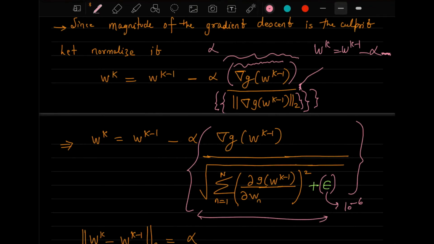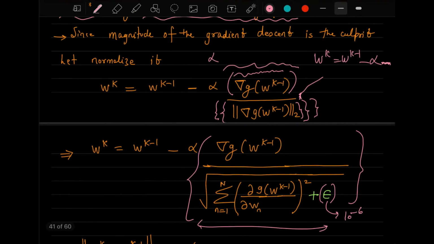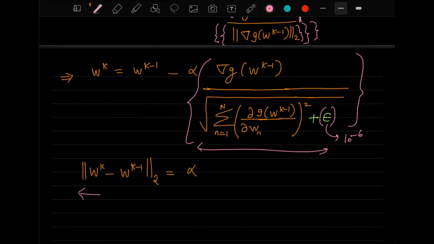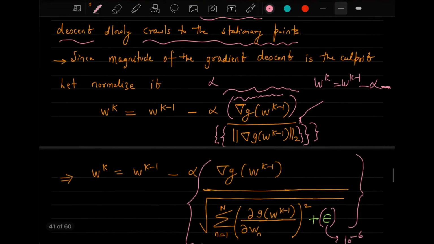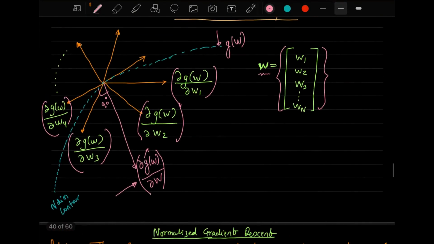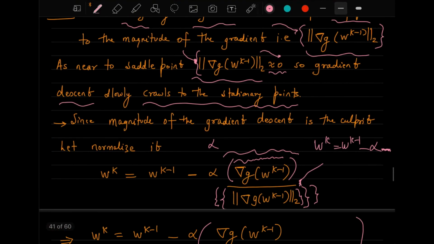Here you can see that if you take the L2 norm of the absolute value of wk minus 1, you will get only alpha. That means you are moving with an equal step length now, because it will always be alpha, and it will not depend upon the magnitude of the gradient. So this actually solves the problem of halting at the flat surface where the gradients are becoming 0.